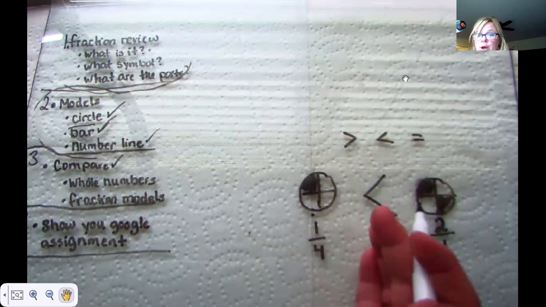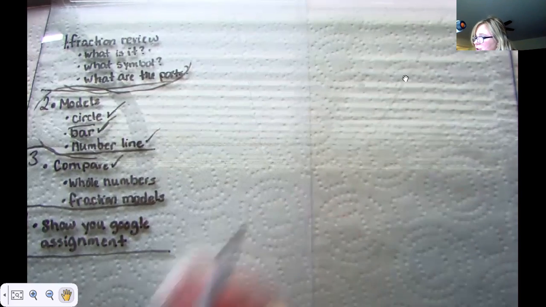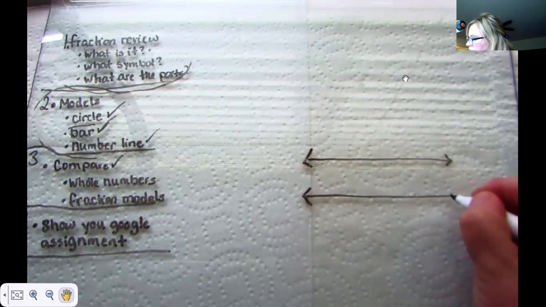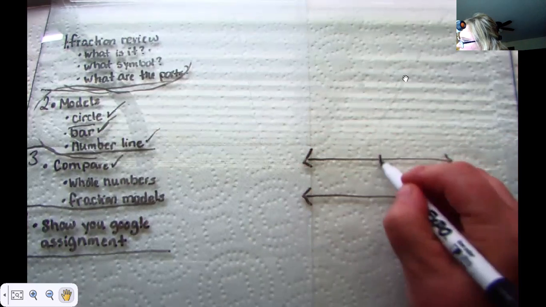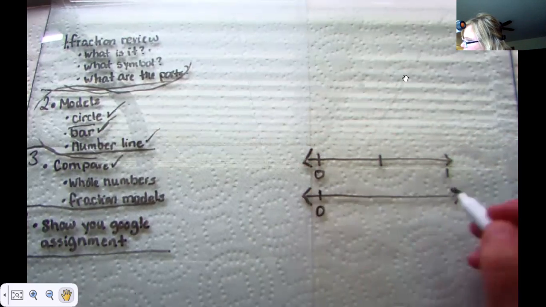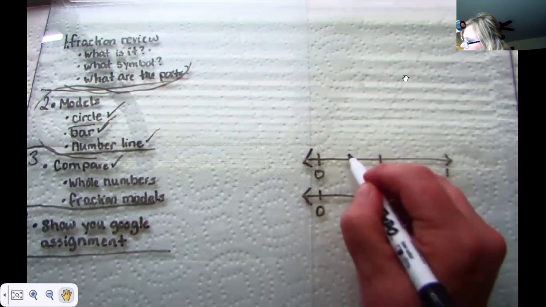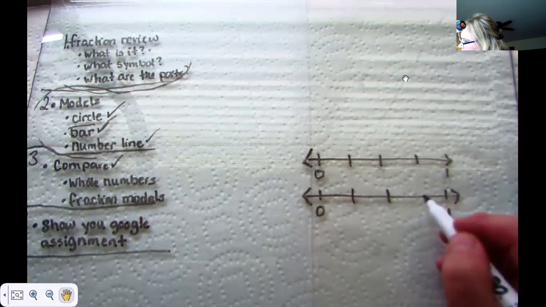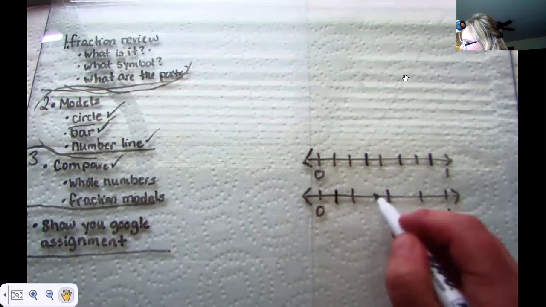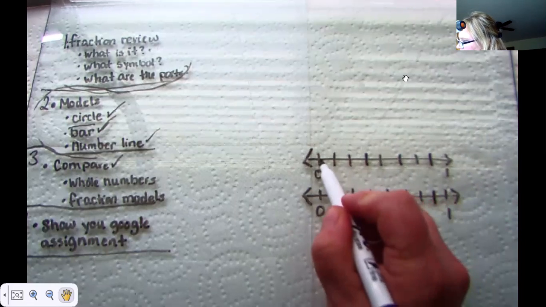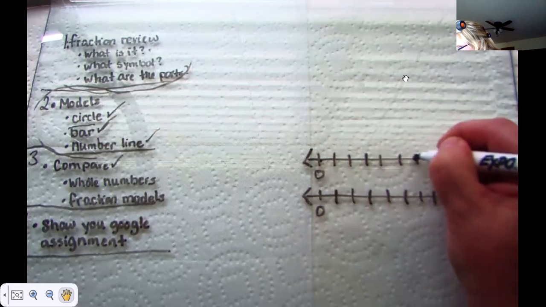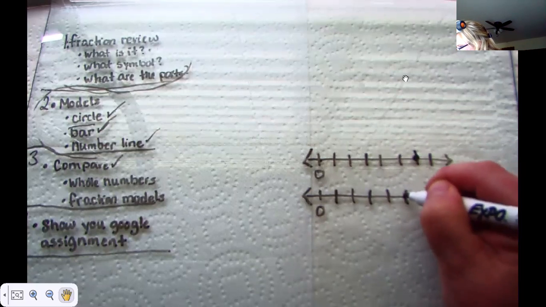And you can do this with a bar model or with a number line. I'm going to show you a number line. Let's say we've got 0 here, 1 here, 0 and 1. And let's just do fourths again. No, let's do eighths. Okay. And let's say they have a point here and a point here.